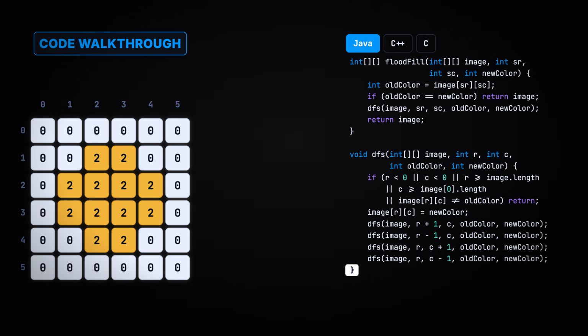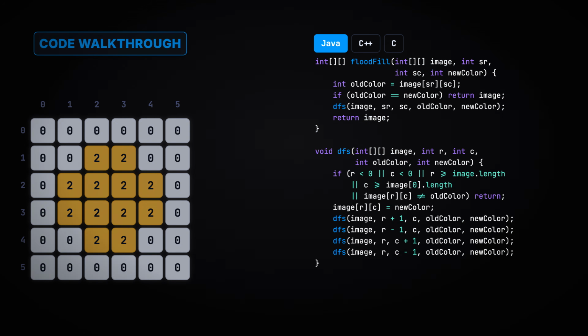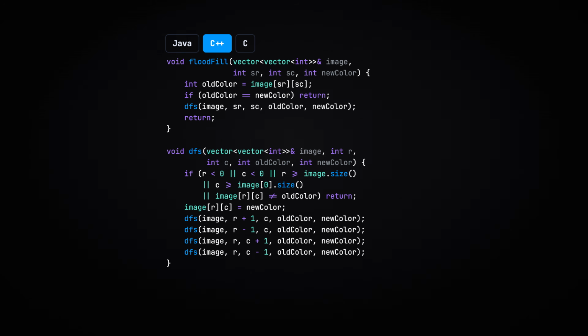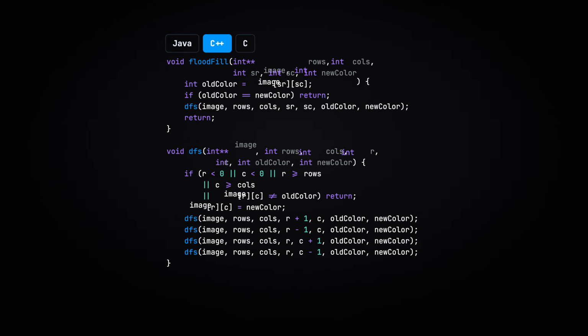That is flood fill. Now I have shown you this in Java. If you prefer C++ or C, no problem. The logic is identical. A safety check, then a recursive DFS that repaints in 4 directions. Only the syntax changes. I will put both versions on the screen now, so you can follow along in your language of choice.